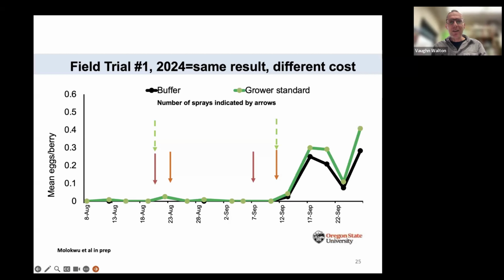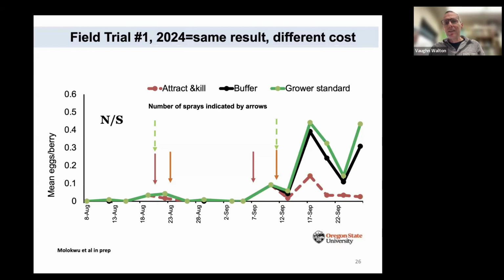So let's look at the data here. This is your buffer, black, and your grower standard, green data. This is again eggs per berry, so we're looking at slightly higher pressure than the slide I showed a little earlier. We're looking at around 1 egg every 3rd berry with both the grower standard and the buffer. Our growers in this case had a good quality crop, taken into the cold room pretty quick after harvest, with no issues with any rejections.